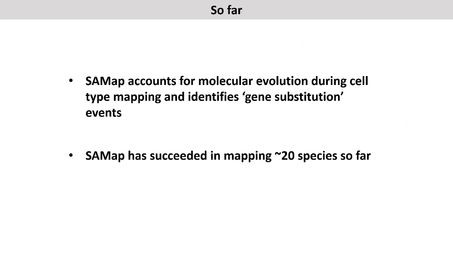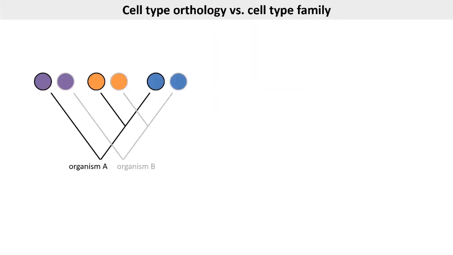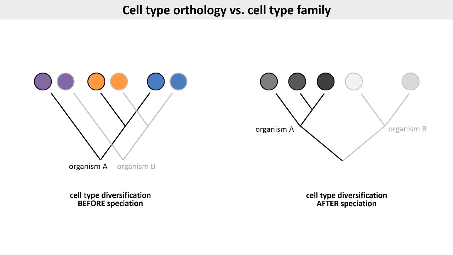But we have also observed, of course, limitations, especially when comparing species with extremely long evolutionary distances and completely different body plans. These limitations may be attributed to the assumption that there should exist one-to-one correspondence, orthology, of cell types between organisms. But this is only true if cell type diversification happens before speciation. In contrast, if cell type diversification happens after speciation, the diversification process should follow independent trajectories in two organisms.